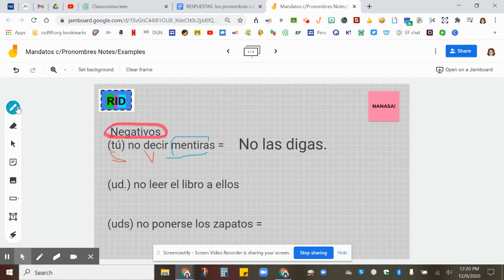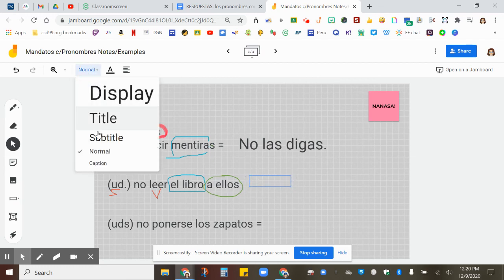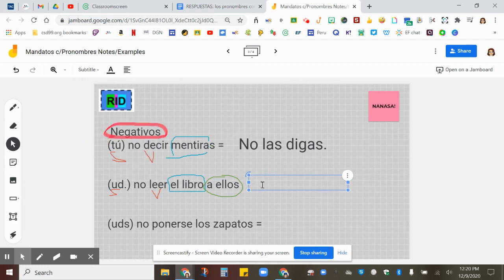Let's continue with the second example. I'm going to label my parts of speech, subject, verb. What do I not want these people to read? This person should not read the book. To whom? To them. Must be a terrible book. I'm going to take my negative command, start with a no. Now I've got a direct object and an indirect object. If I follow the RID rule, I go with the indirect first.